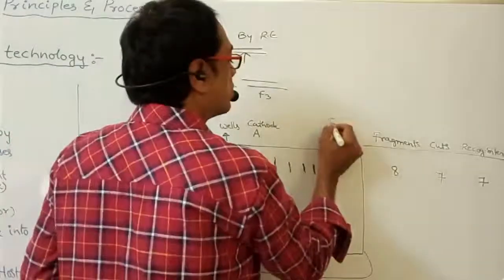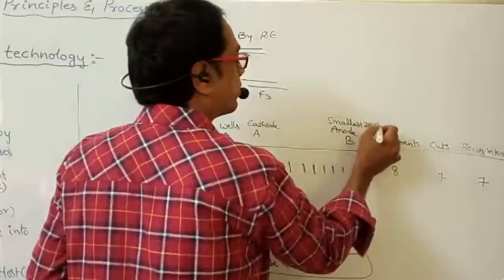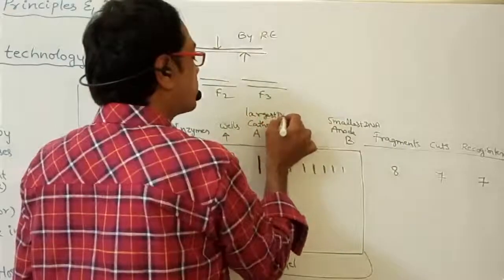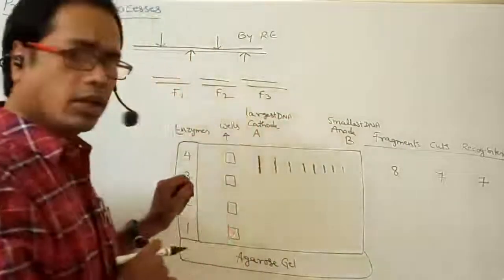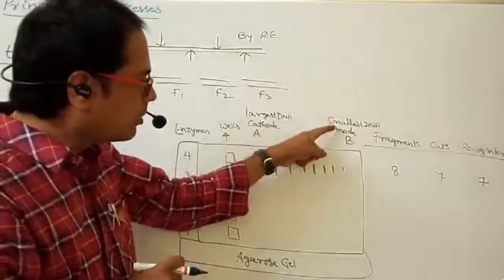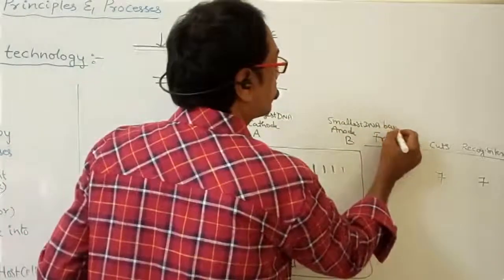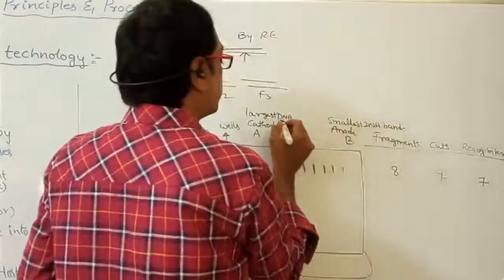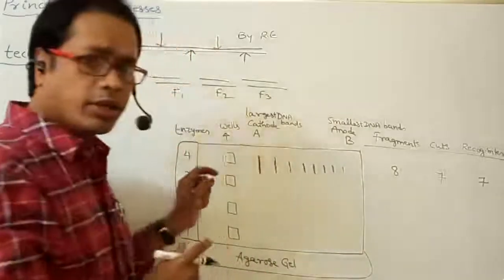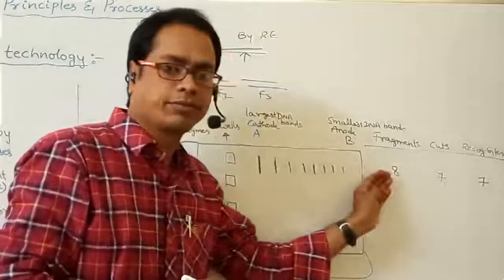So the smallest DNA fragments and the largest DNA bands: the largest DNA bands are at the cathode, and the smallest DNA bands are at the anode. If the DNA fragments are smaller, they move farther away.